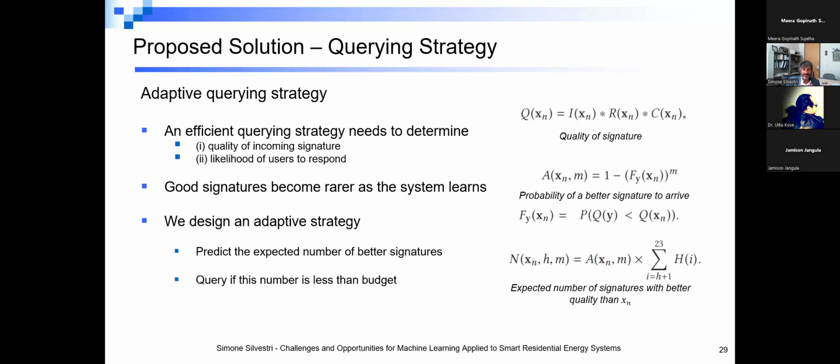Therefore, we want an adaptive query strategy that, given the quality of a certain signature, tries to predict the expected number of signatures that I will get that day that will have a higher quality. And this is what we try to do here. I'm not going to go into mathematical details, but basically we try to see how many signatures of higher quality I'm going to get. If I'm going to get fewer than my available budget, then it means I can query the current signature. If I'm going to get more of those, then maybe it's not worth querying the current signature. So the types of signatures that are queried at the beginning are different from those queried at the end, depending on how the user behaves and which appliances are actually used.